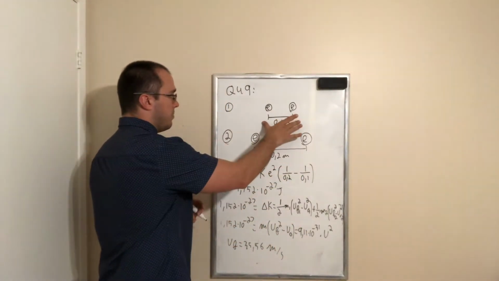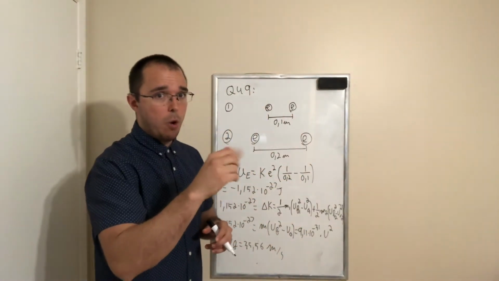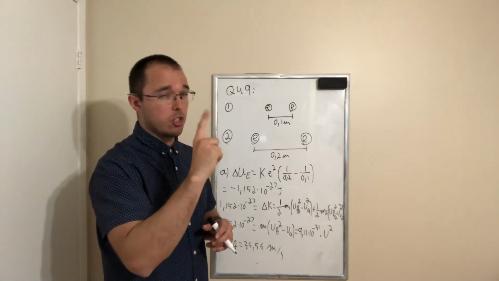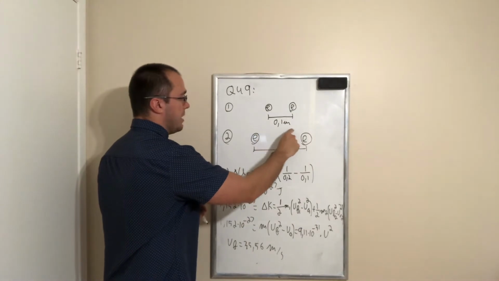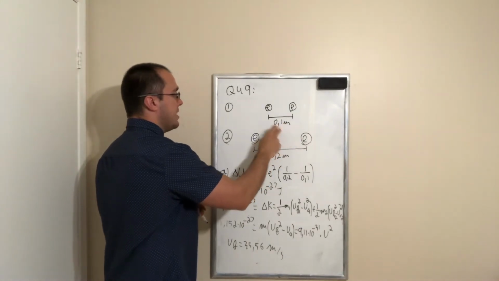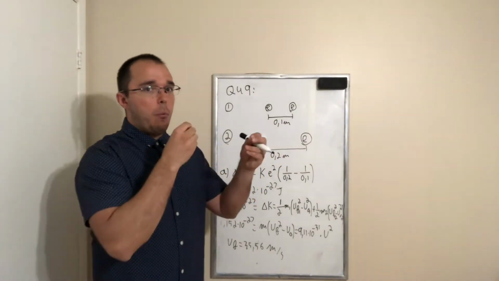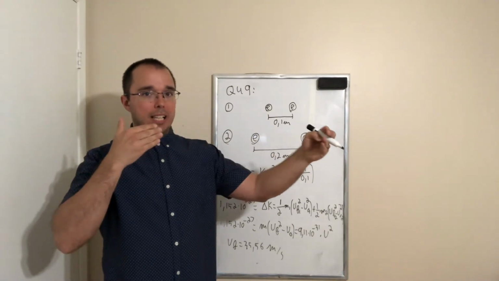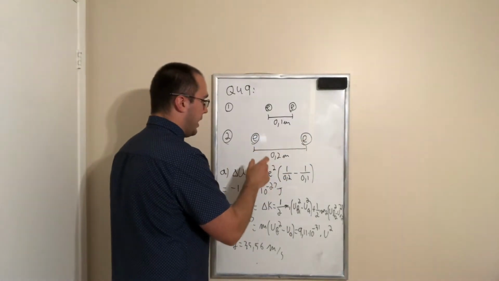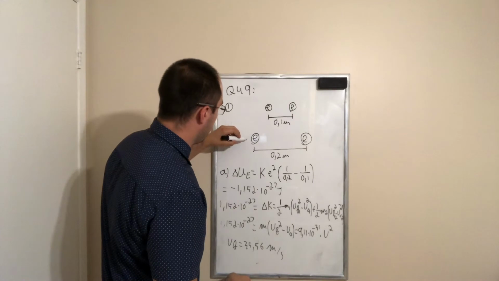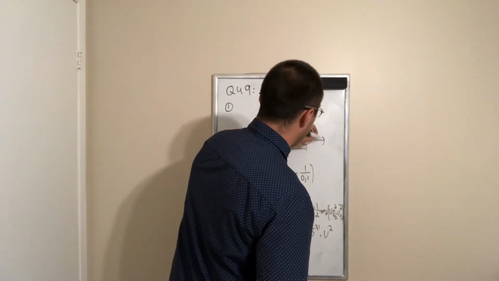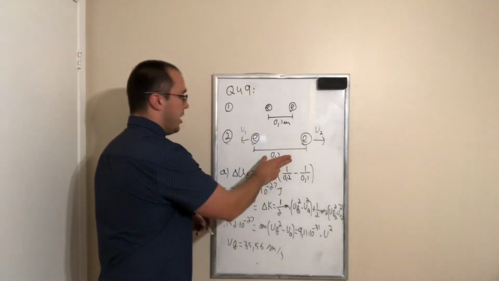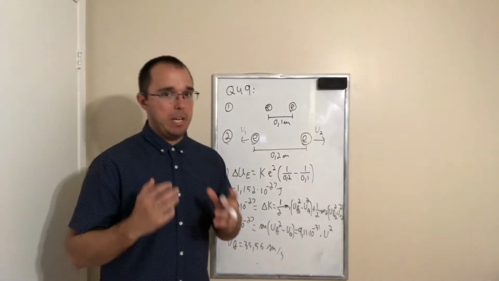So first, let's draw a diagram. We have two electrons. Now, by the way, both electrons will share the same mass and charge, so that's an important distinction. They are initially at rest and separated by a distance of 10 centimeters or 0.1 meter. We release them, they start accelerating, and we want to find out what is the velocity, let's call it V1 and V2, when they are a distance of 0.2 meter apart.